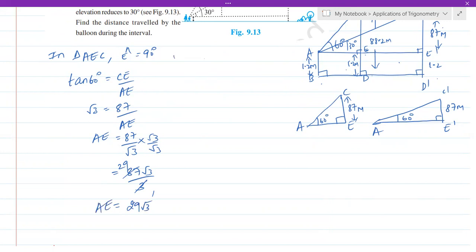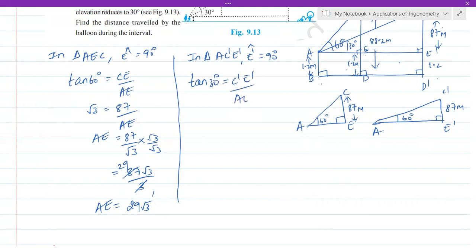Okay. Similarly, let's find the value of AE dash. Let's take the other triangle, that is triangle AC dash E dash. Angle E dash is 90 degree. Again, we are going to use tan. Now the angle is 30. Tan 30 is opposite by adjacent. Opposite is C dash E dash. Adjacent is AE dash. So tan 30 is 1 by root 3.